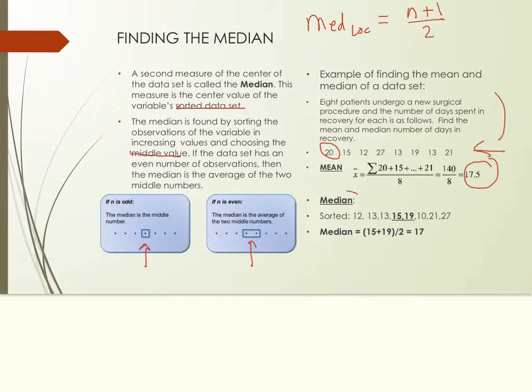To find the median, we sort the data set. The smallest value was 12 and the largest value was 27, so we sorted it in order. Since n is 8, it is an even number, so the two middle numbers are 15 and 19. We add them and divide by 2, and we get 17. Notice here that the median is smaller than the mean.